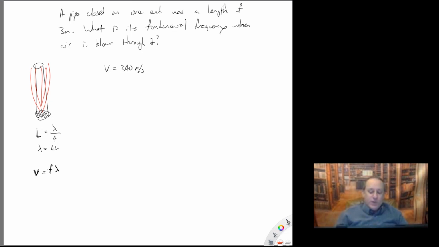So then if we want to solve for the fundamental frequency, we just divide the velocity by the wavelength. And the velocity is 340 meters per second, and the wavelength is 4 times the length of 3 meters. You can see those meters are going to just cancel out. And that is 28.3 hertz.